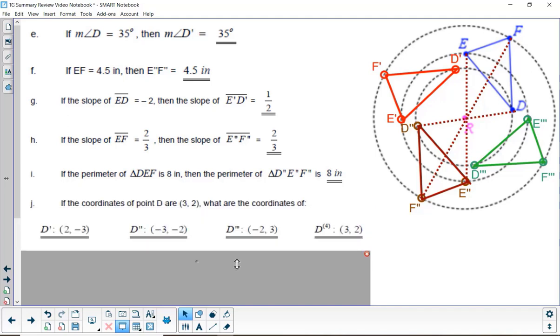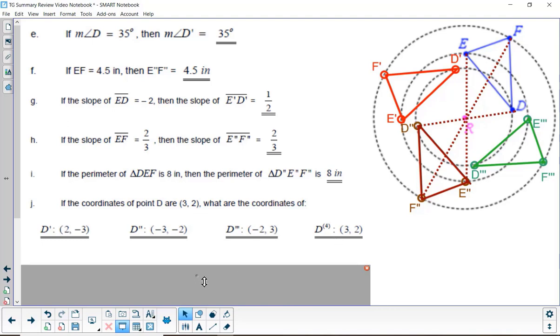And the coordinates for each of these, well, if we go 90 degrees, it's usually y, comma, opposite of x. 180, opposite of x, opposite of y. 270, opposite y, comma, x. And 360, x, y. It's the same. Press pause as needed.